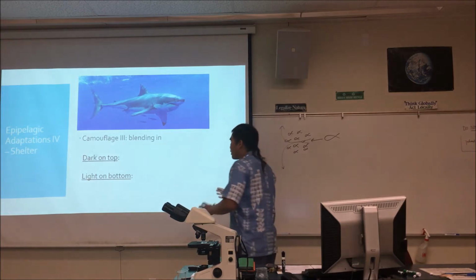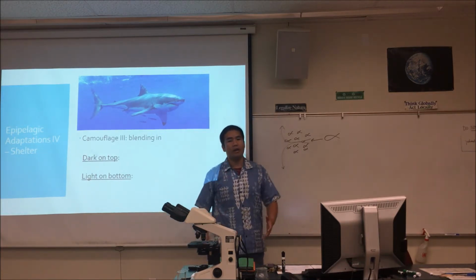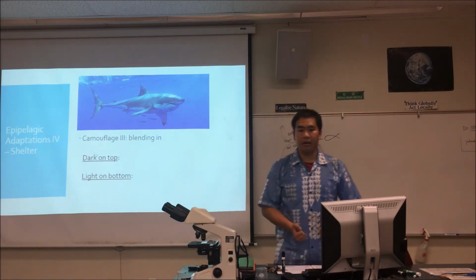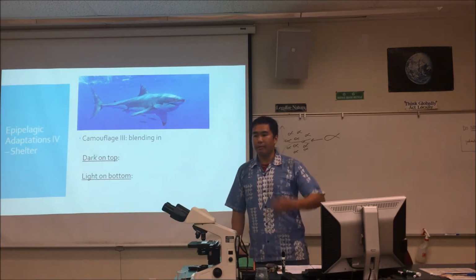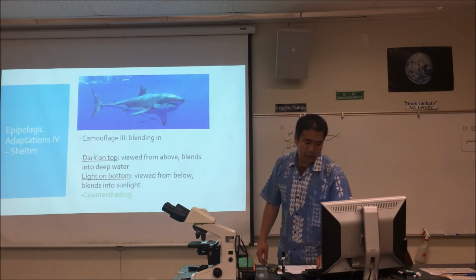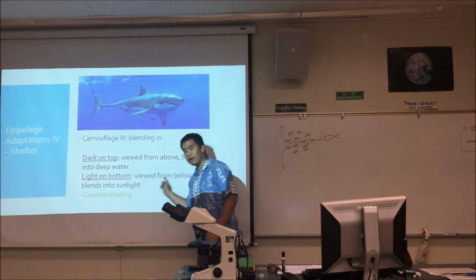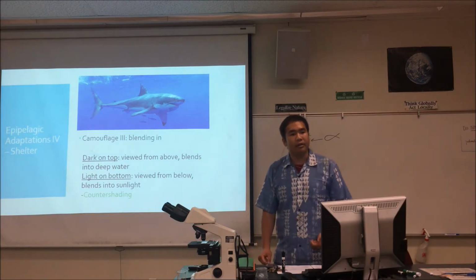If you look at the shark from below, you see its stomach is white. What is above the shark? Light. The light from the sun. It blends in depending on where you are looking at it, above or below. So this is called countershading. Countershading, depending on your viewpoint, your point of view, it will blend into its background.